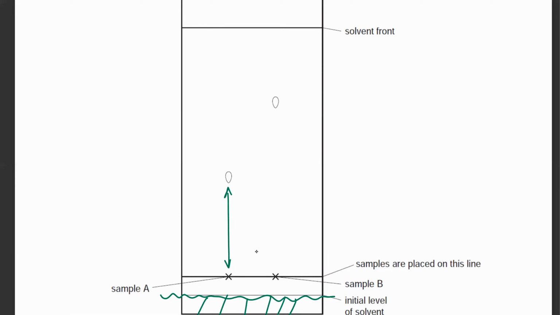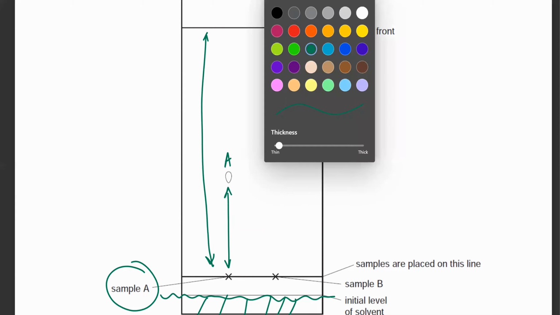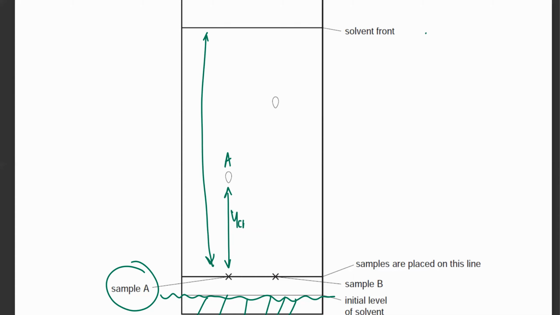Let's say this is amino acid sample A. They've already told us that that's sample A. So it's the distance that is traveled by the amino acid divided by the total distance which is traveled by the solvent. I'm just going to make a rough guess. If this is 4 centimeters, then that kind of looks like 10 centimeters.